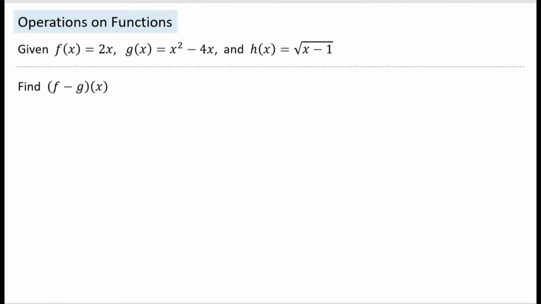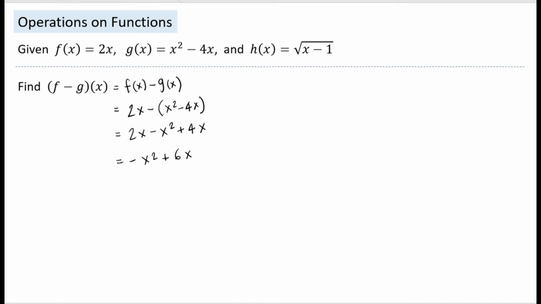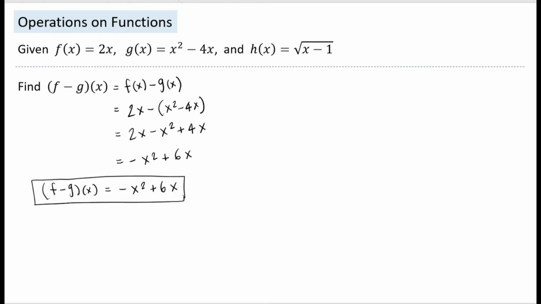Let's find f minus g of x, which is equal to f of x minus g of x. So we have 2x minus x squared minus 4x. Then we have 2x minus x squared plus 4x, which is equal to negative x squared plus 6x. f minus g of x is equal to negative x squared plus 6x.